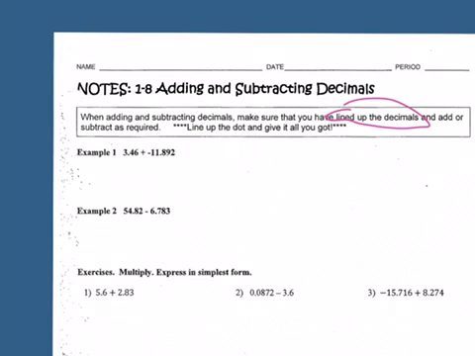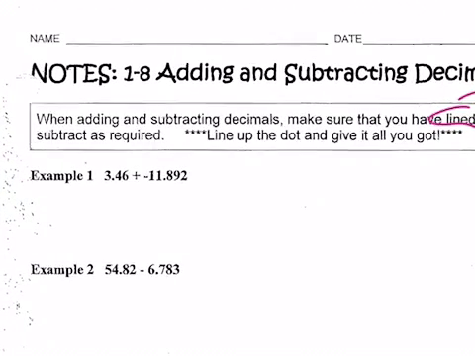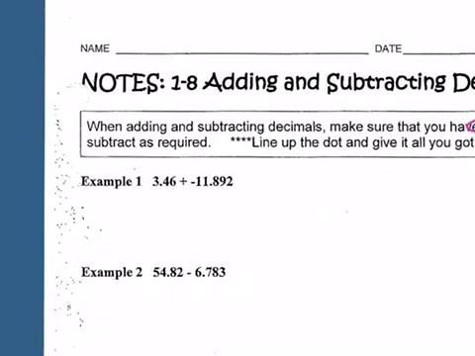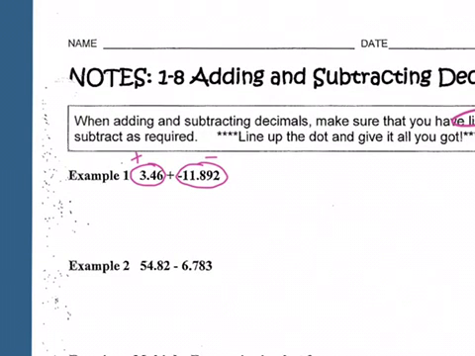So on example 1, we've got 3.46 plus negative 11.892. The other thing you need to remember with these are those integer rules. Before we even line anything up, compare your numbers. Circle the numbers with the signs in front. I've got a positive and a negative. So what is that rule? If we've got a positive and a negative, we have different signs, so we're going to subtract. We've got a positive and a negative number, so we need to subtract those.